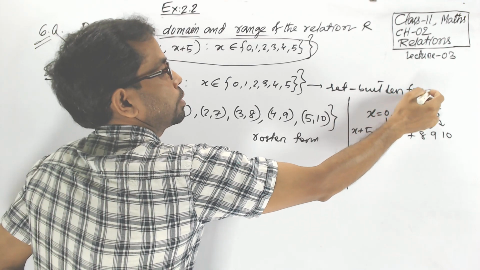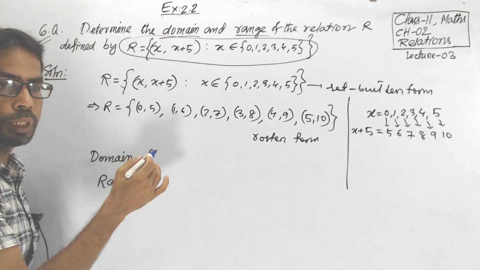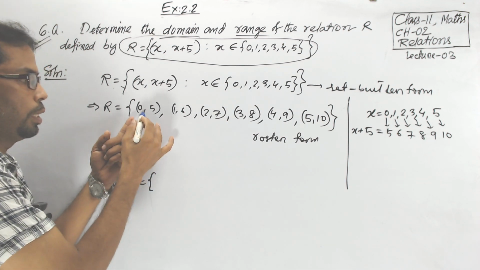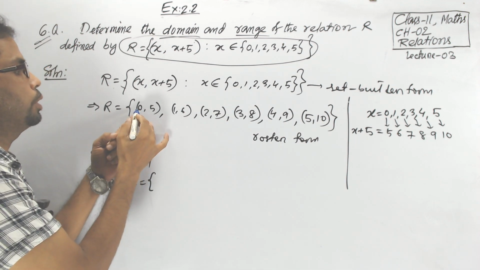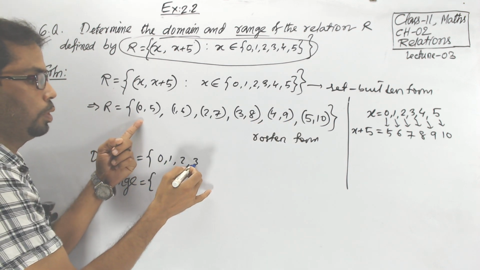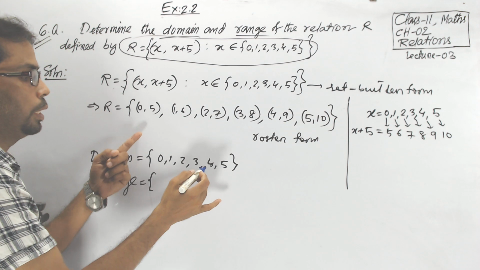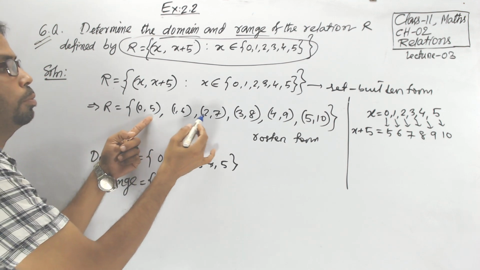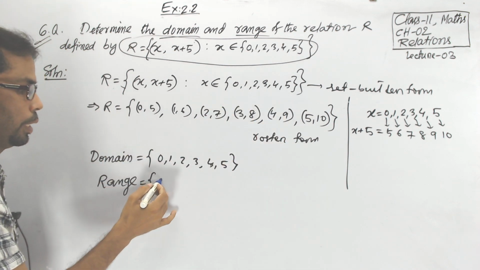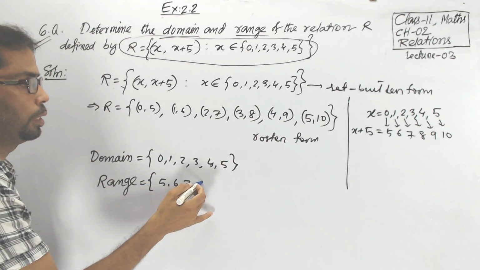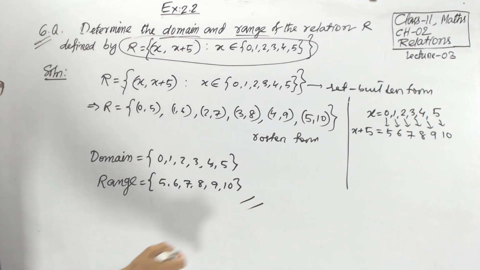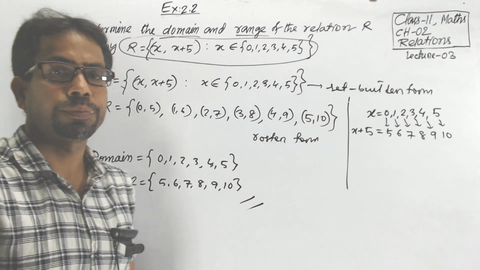And the question is to find the domain and range. Domain is the set of all the first components of the elements of the relation. That means first component 0, 1, 2, 3, 4, 5. 0, 1, 2, 3, 4 and 5 makes the domain. Range is the set of all the second components of the elements of the relation. That is 5, 6, 7 up to 10. 5, 6, 7, 8, 9, 10. And this is the complete solution for this question.